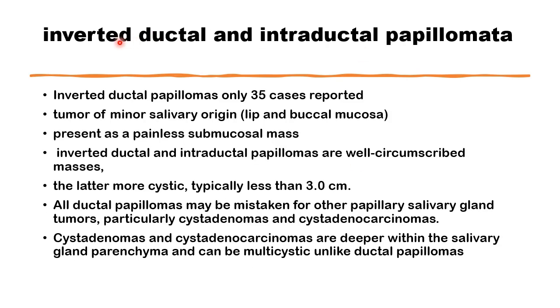The inverted duct papilloma is also very rare, with only about 35 cases reported. They are again a tumor of a minor salivary gland origin, particularly in the lip and the buccal mucosa, and also present as a painless submucosal mass. They form a well-circumscribed mass, much like the intraductal papilloma. All the ductal papillomas can be mistaken for other papillary salivary gland tumors, and the differential diagnoses include cystadenomas and cystadenocarcinomas.